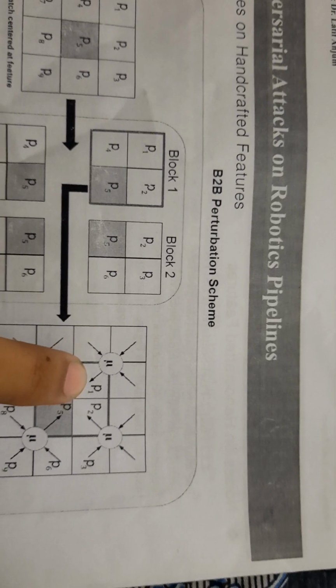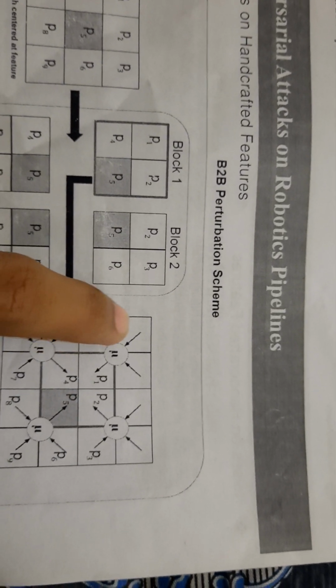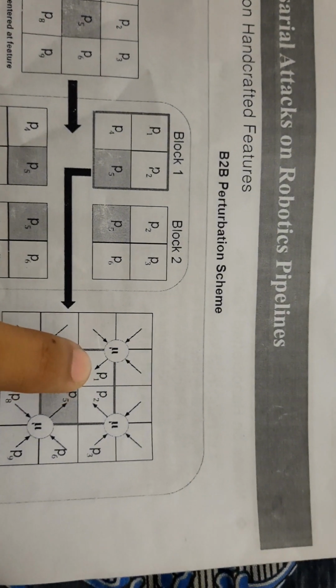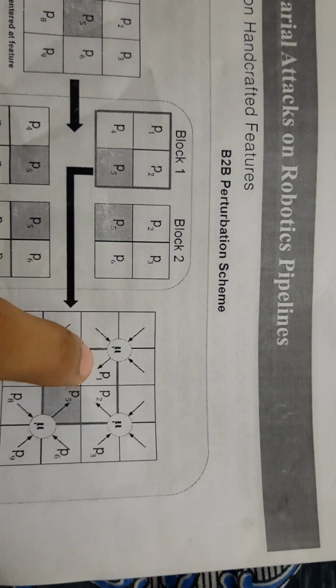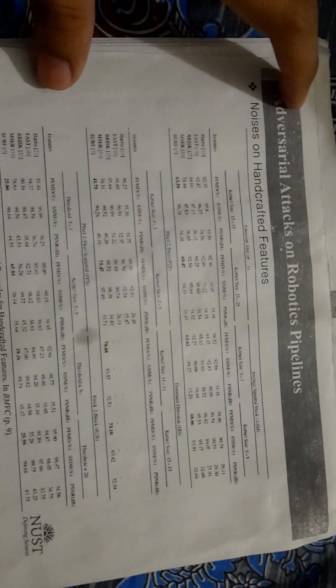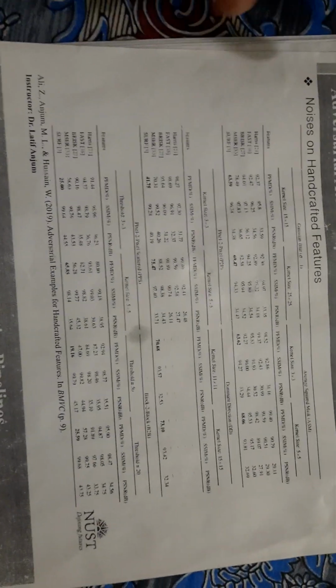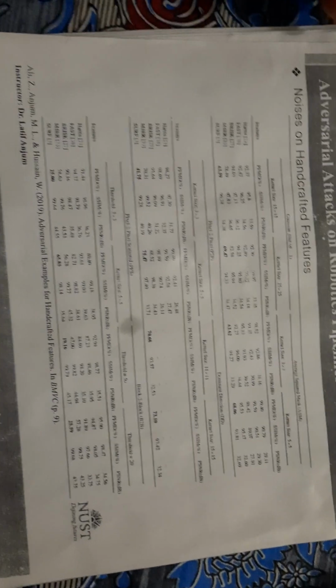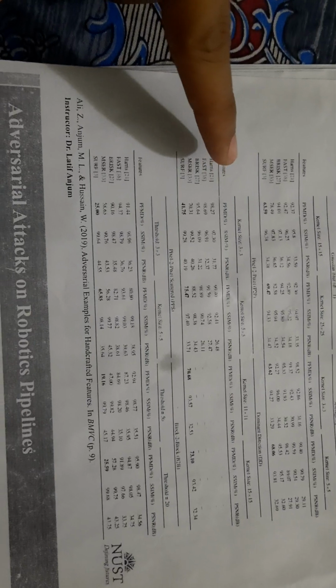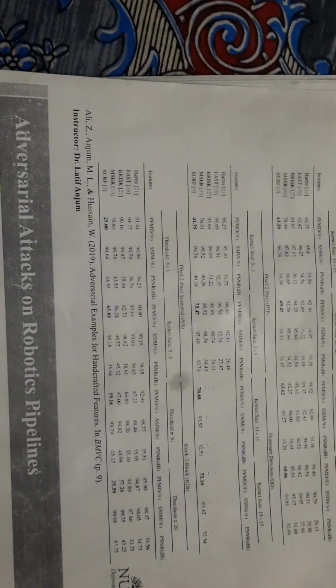By doing this: they calculate the average of the three attached pixels to this pixel, and replace the value here with the average of these three values, and they do this with every block. So this is called block to block perturbation. And now, obviously, in the paper you can find these tables with good quality.